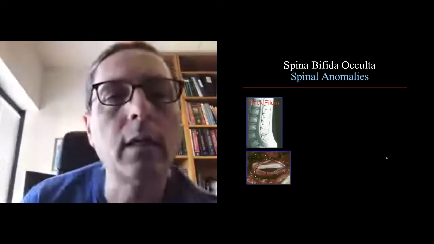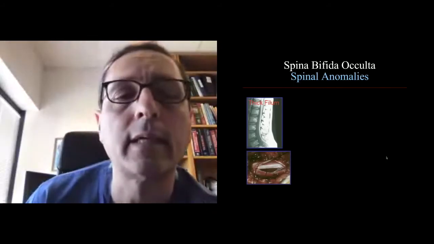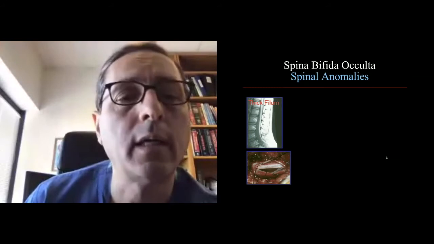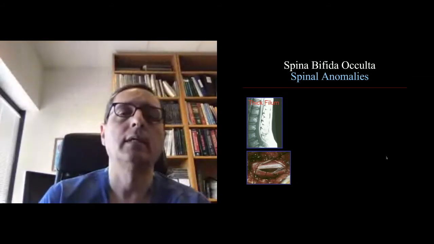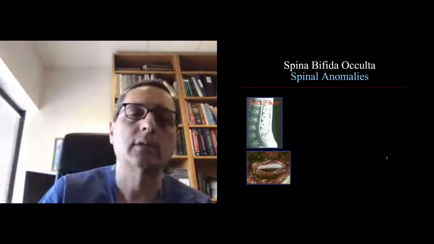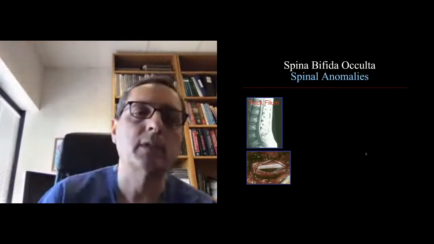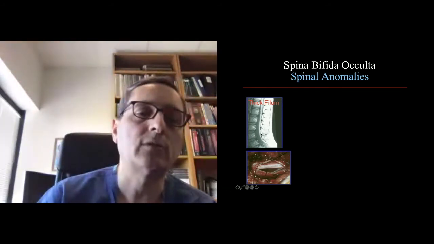The spinal anomalies that you see when you get an MRI are as follows. You can have a thick filum terminale, which is the string-like structure that attaches to the bottom of the spinal cord. So the spinal cord usually ends here at around L1. If it's stretched down much further, like this one, then there could be a thick filum terminale that's pulling it down.